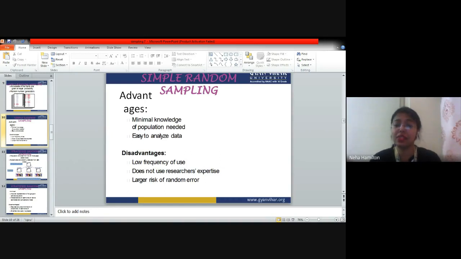Now, what are the disadvantages? Low frequency of use, does not use researchers' expertise, and larger risk of random error. See why there is low frequency of use? Because we have discussed earlier that a homogeneous population does not exist, right? There is no homogeneous population practically. Exceptions are always there, but a homogeneous population doesn't exist. And I already told you that random sampling is best when we are talking about a homogeneous population. So that's why the frequency is very less, right? And this is the biggest disadvantage of simple random sampling.